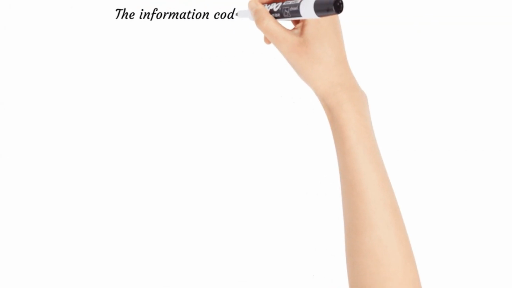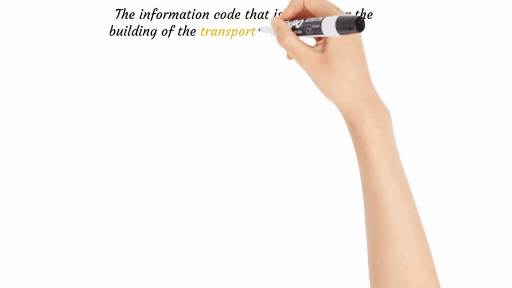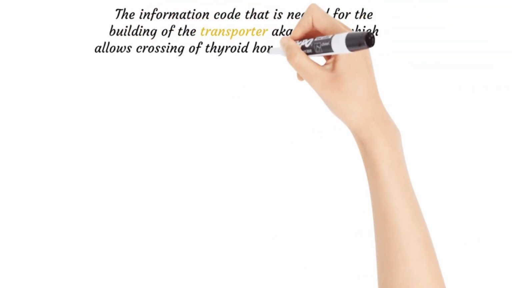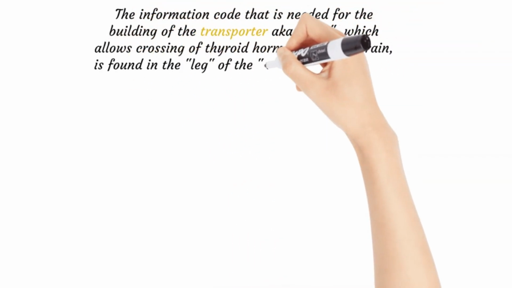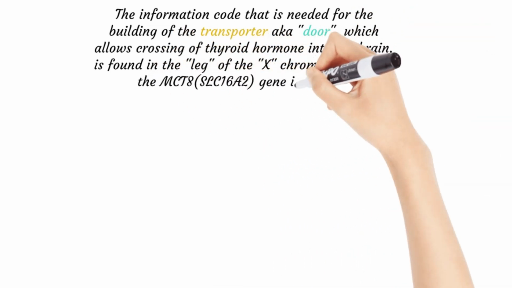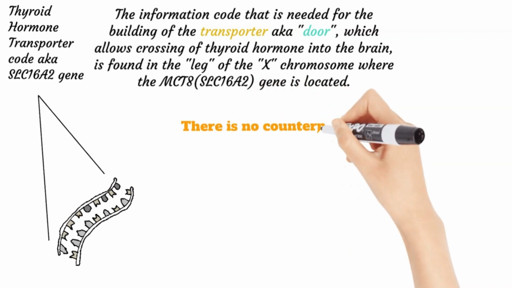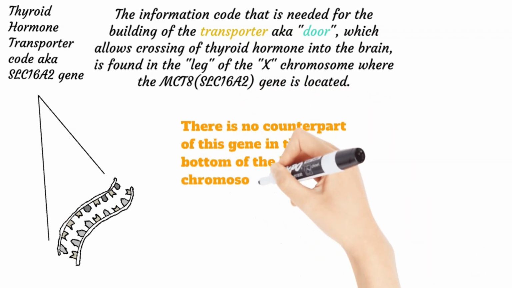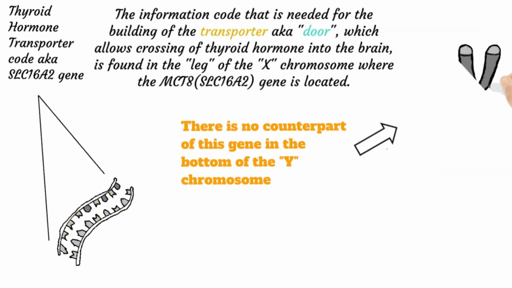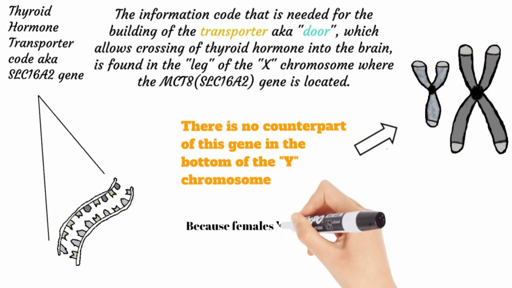The information code that is needed for the building of the transporter site, aka door, which allows the crossing of thyroid hormone into the brain, is found in the leg of the X chromosome where the MCT8 gene is located. The thyroid hormone transporter site code is the SLC16A2 gene. There is no counterpart of this gene in the bottom of the Y chromosome.